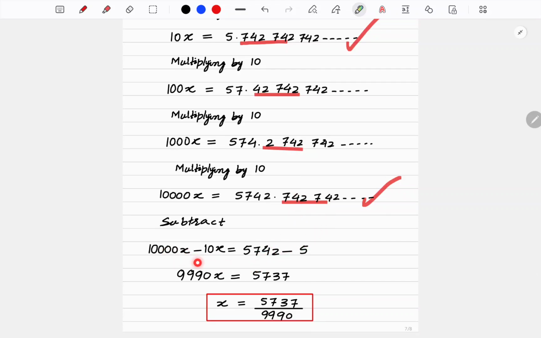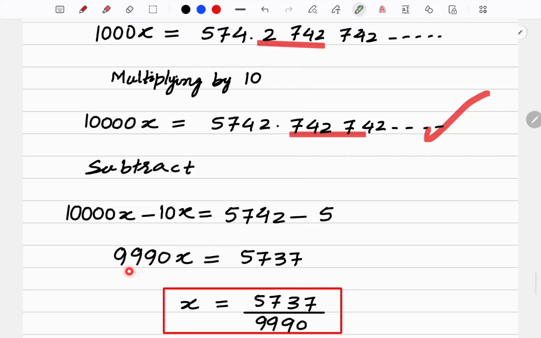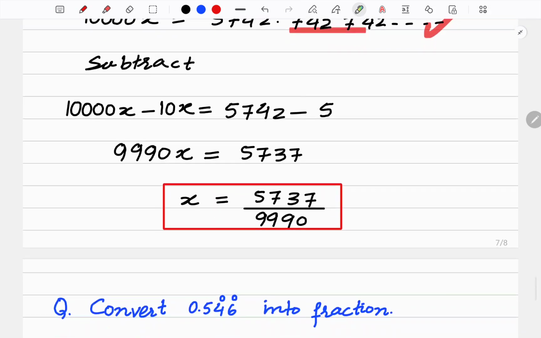So 10,000x minus 10x becomes 9,990x, which equals 5742 minus 5, which becomes 5737. So if we divide, you will get the answer.